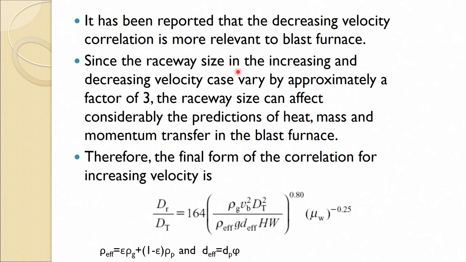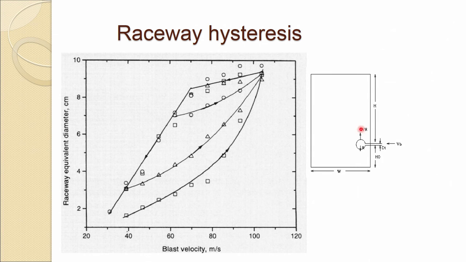So, it has been reported that decreasing velocity correlation is more relevant to the blast furnace, since the raceway size in the increasing and decreasing velocity cases varies by approximately a factor of 3. The raceway size can affect considerably the prediction of heat, mass and momentum transfer in the blast furnace. So, when we say decreasing velocity correlations are more relevant to the blast furnace, the reason is that in the blast furnace the coke is getting consumed here in the raceway.